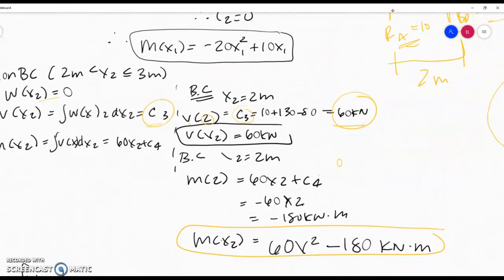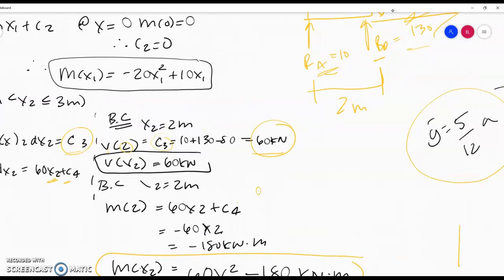We integrate again, 60x plus C4, and now we're going to do the moment. The moment at x equals 2.00001. What is the bending moment? Now you can actually do it from this side or this side, but I'm just doing the one. And yeah, you could do it from this side too. So you could say it's 60 times, it's only 1 meter away.